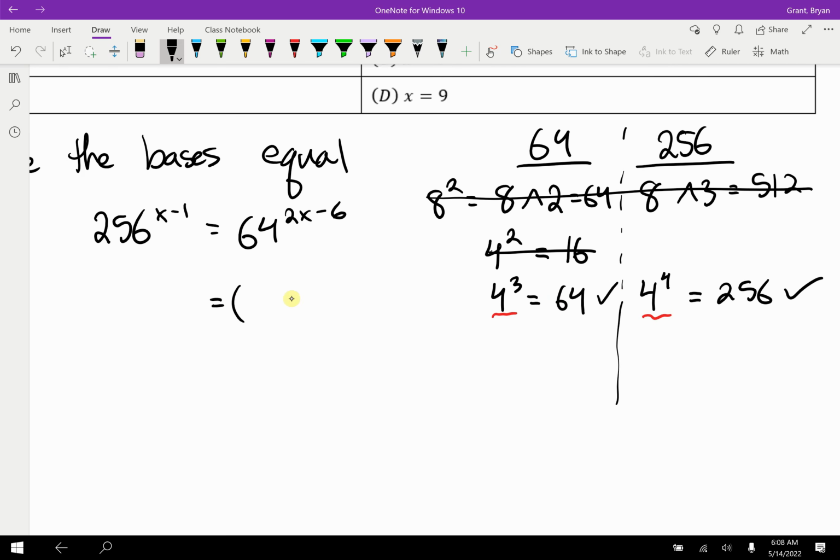So what's going to change here? Well, certainly not the exponents. We didn't touch those. However, the bases will change. 64 becomes 4 cubed. It's a different way to write 64. And 256 becomes 4 to the fourth.